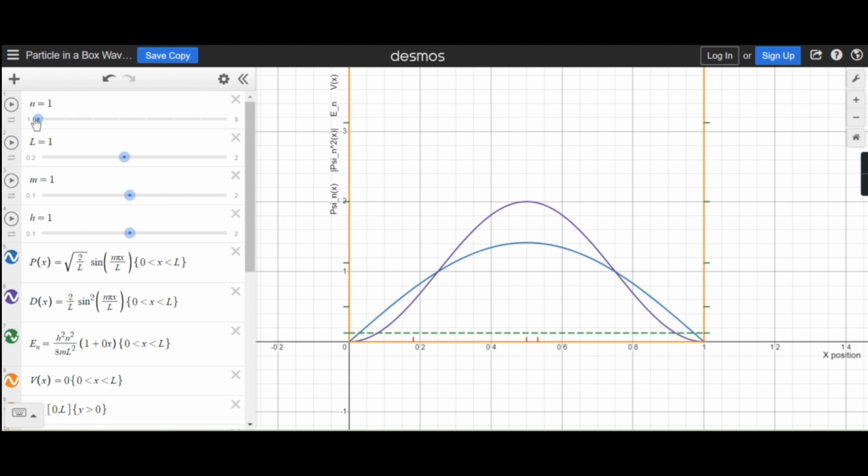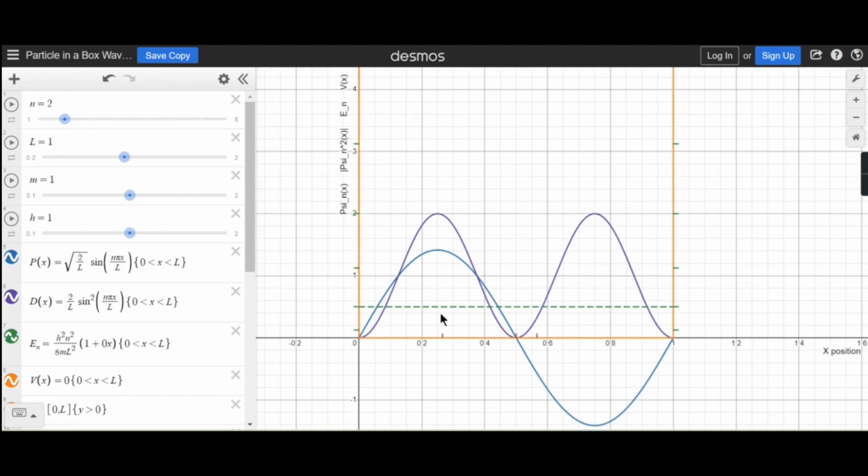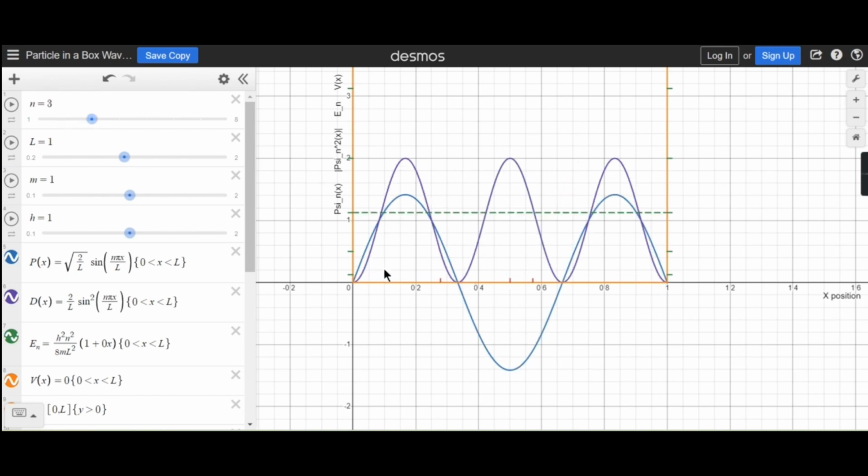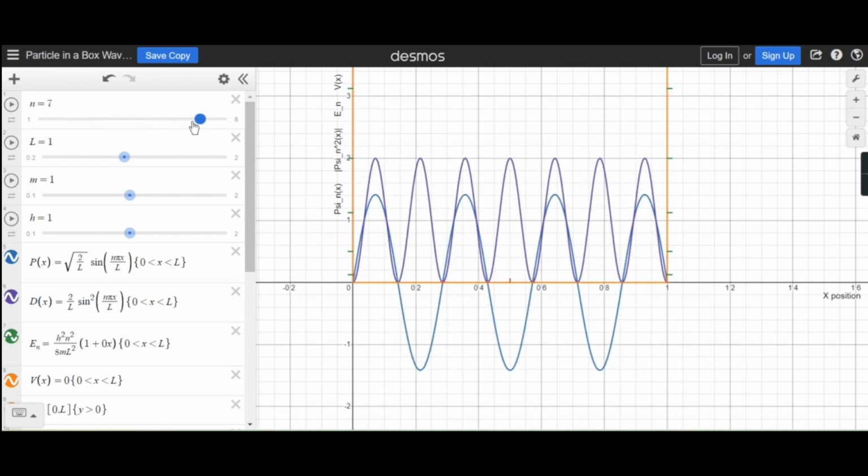So if we vary the parameters, let's start with n. If we have n equals 1, we have a half sine for the wave function and one hump for the probability density. If we increase to n equals 2, now we have a full sine wave for the wave function and two humps for the probability density. If we increase n to 3, we have positive, negative, positive for the wave function and 3 humps for the probability density plot. The same trend is prevalent if you keep increasing n.